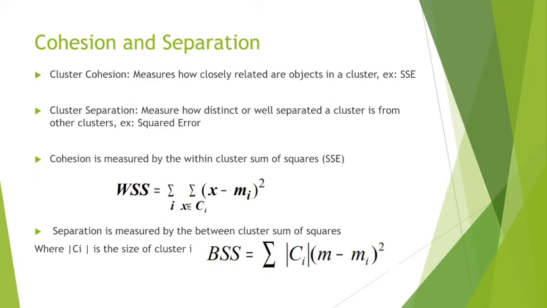And a proximity graph based approach can also be used for cohesion and separation. Cluster cohesion is the sum of the weights of all links within a cluster. Cluster separation is the sum of weights between the nodes in the cluster and nodes outside the cluster.